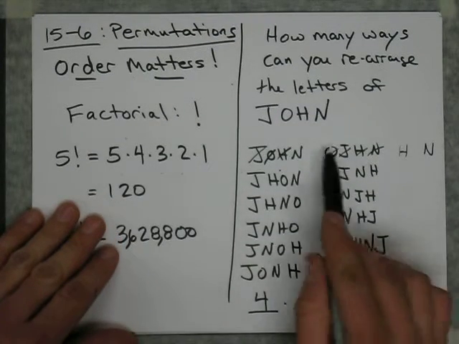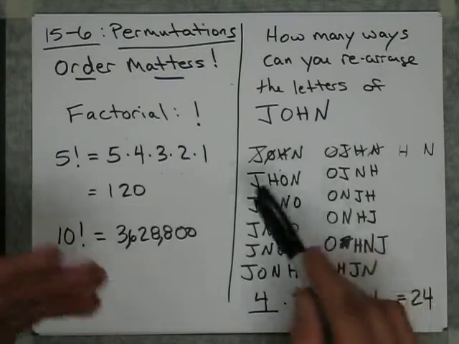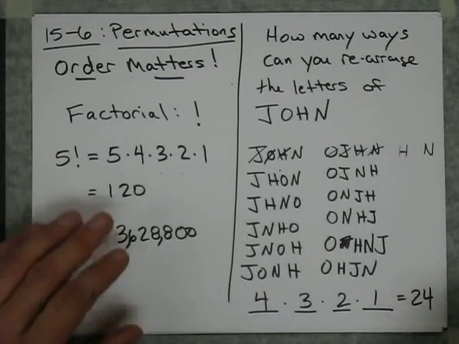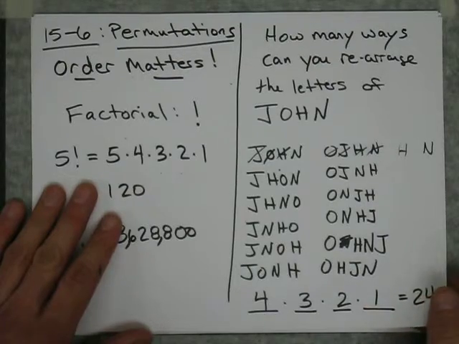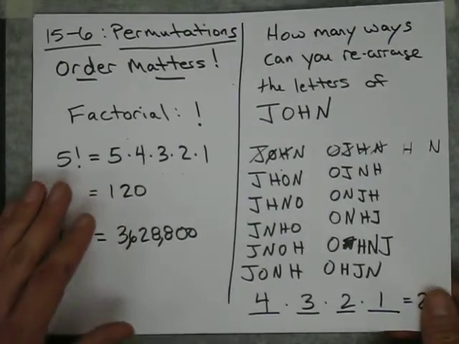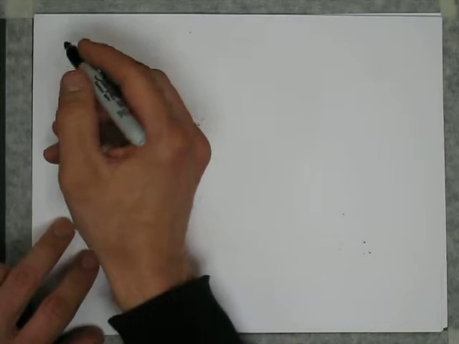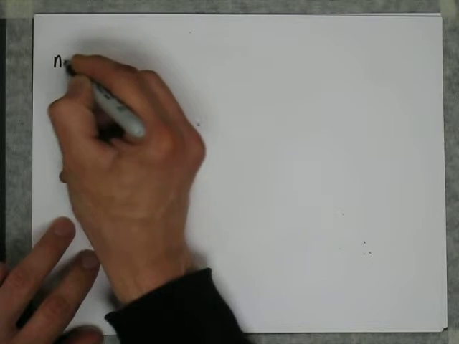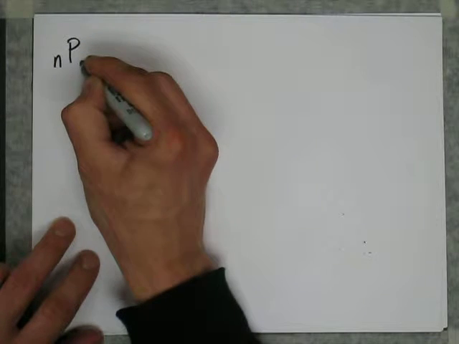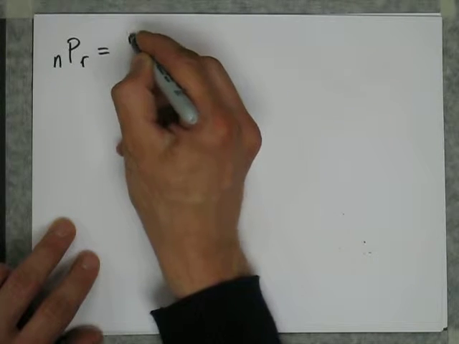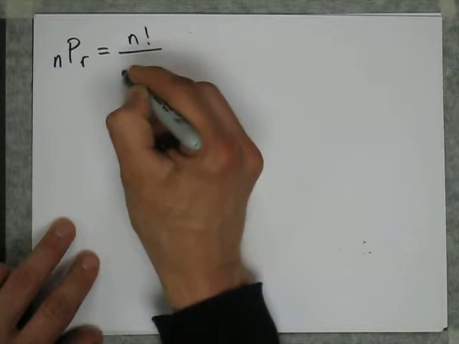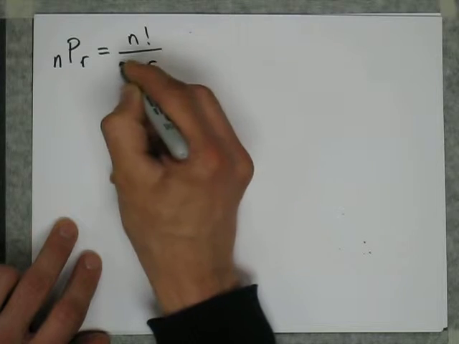Now, that is what we call a permutation when you say, hey, how many different ways can you rearrange the letters? Now, these aren't words, but they're different arrangements of the letters. That's called a permutation. Now, a permutation by definition, you can actually write like this: nPr equals n factorial over n minus r factorial.